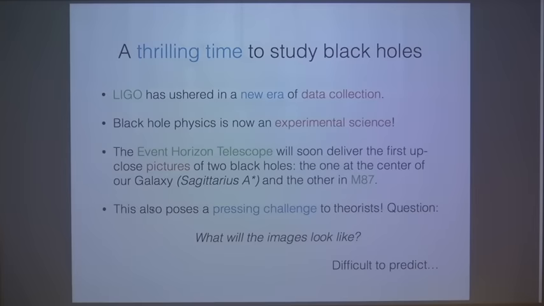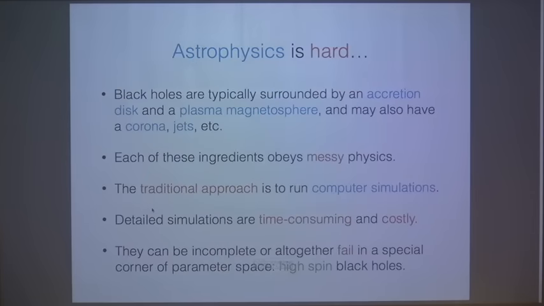And it turns out that this is very difficult to predict because, essentially, astrophysics is hard. Black holes, even though we know their space-time geometry, are also surrounded by an accretion disk and a plasma magnetosphere, and may also have a corona, jets, and so on. And so each of these ingredients obeys messy physics, which means that the traditional approach has been to run computer simulations. But detailed simulations are time-consuming and costly, and moreover, they can be incomplete or altogether fail in a special corner of parameter space, that of high-spin black holes.